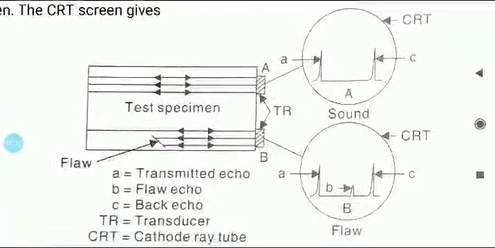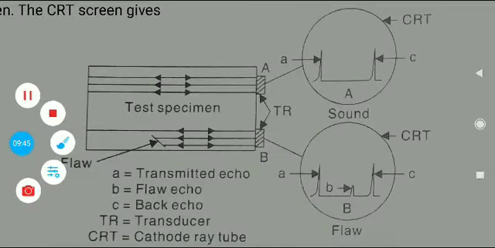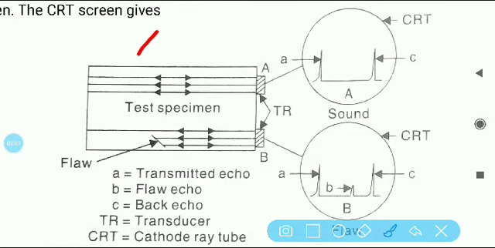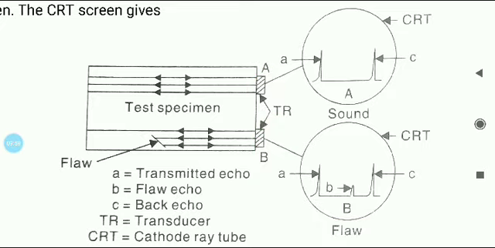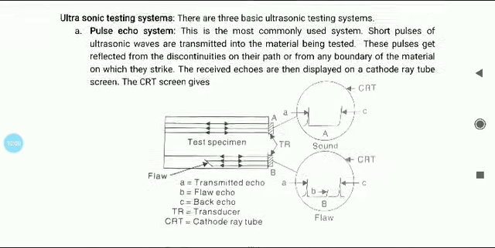So here in this diagram, this is the specimen to be tested, and this is the transducer. The transducer will produce the sound and it will receive the echo, and then it will display it on the cathode ray tube. That is how this works.